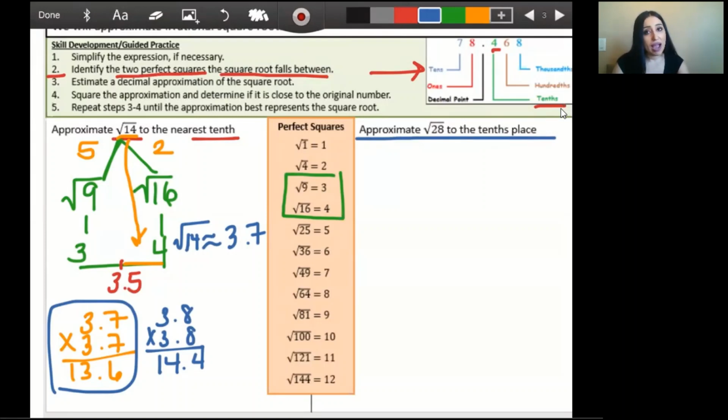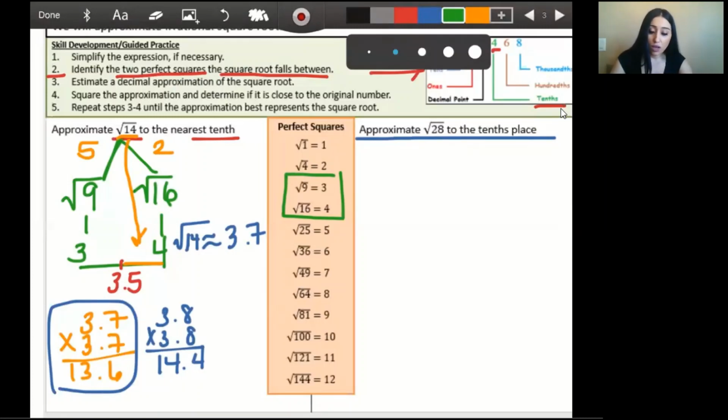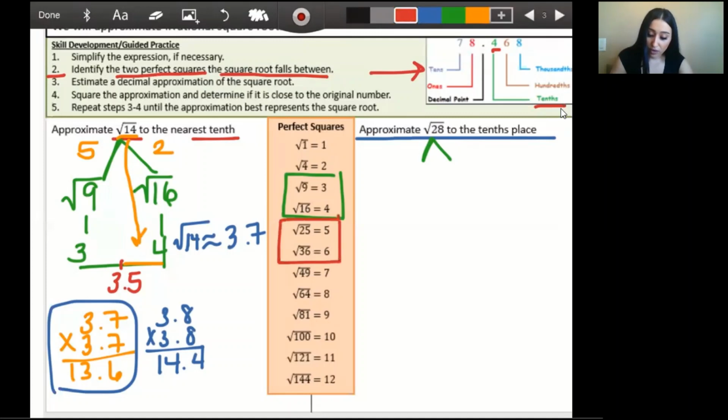All right, thanks for coming back to me and pausing that video. I want you to look at how I figured this problem out so that you can check your work. So the square root of 28 is in between two perfect squares. That would be the square root of 25 and the square root of 36. The square root of 25 would be 5, the square root of 36 would be 6. So this number has to be in between these two numbers.